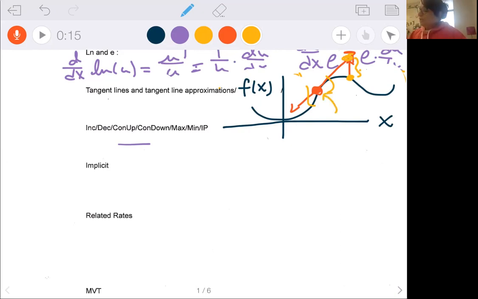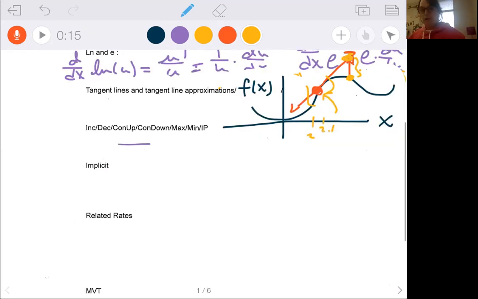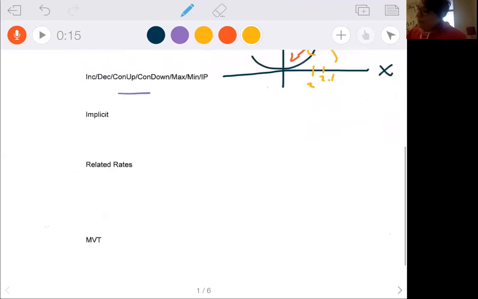But it says you just need the point, right? You need the slope there, which is the derivative. But then you get your equation for the tangent line, and if this was at 2 and you were estimating what happens at 2.1, you just plug 2.1 into your equation for the tangent line. So I don't know that we need to talk a whole lot about that.